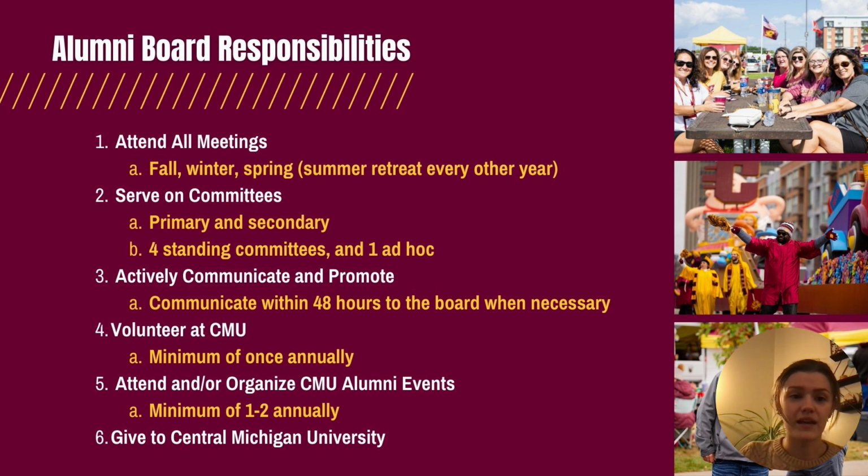The Alumni Board has 6 distinct responsibilities for its members, and these include attending all meetings, and there are 3 meetings a year, one in fall, winter, and spring, and then a summer retreat every other year. It is also required that all members serve on committees, so that would include a primary and a secondary committee, and we'll get into what those can be in the next slide.